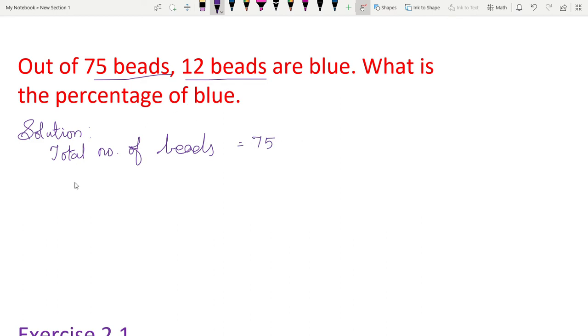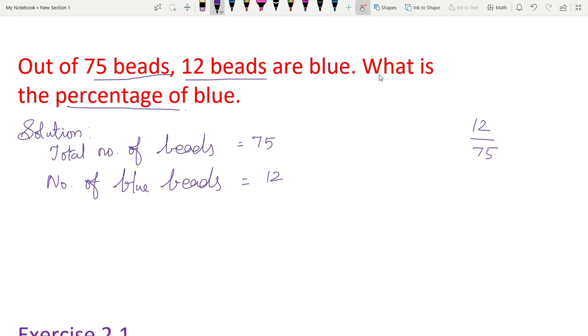Then number of blue beads equal to 12, which is given in the question itself. Now what is the question for us? What is the percentage of blue beads? We have to write the fraction form of blue beads. What is the fraction form of blue beads? That is 12/75. 12 means the number of blue beads, 75 the total number of beads, isn't it?